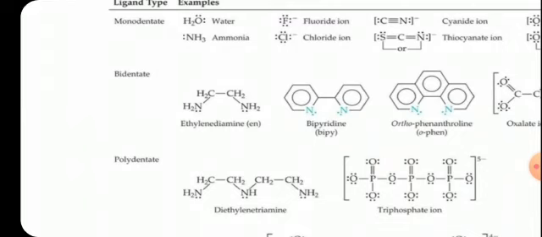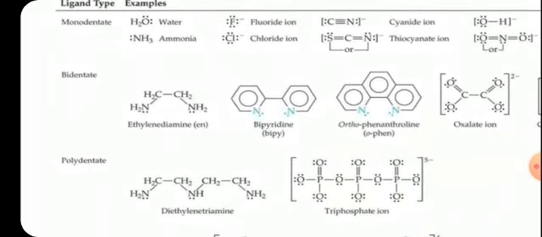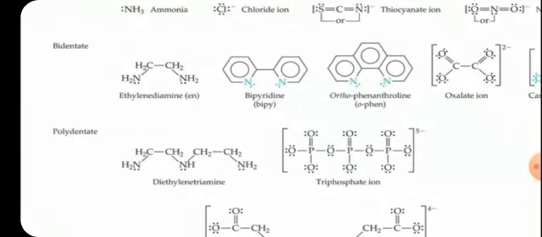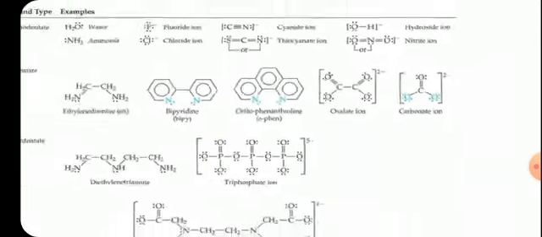In this compound, there are two nitrogen atoms, and both nitrogen atoms will be donating their lone pair to the central metal. So there is one ligand, there is one metal, but there are two attachments. Similarly, you have bipyridine, again two nitrogen atoms. You have phenanthroline, which again has two nitrogen atoms. You have oxalato. This is nothing but oxalic acid. Hydrogen is being removed, and the single bonded oxygen will be attached to the central metal atom.